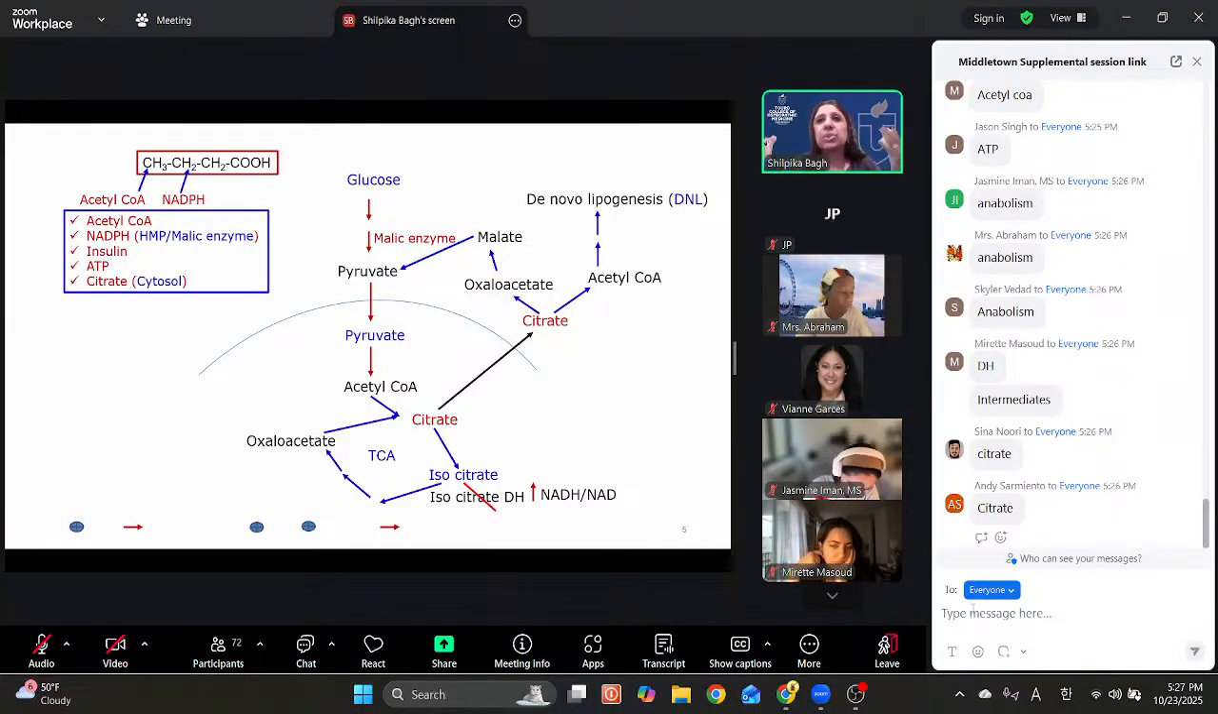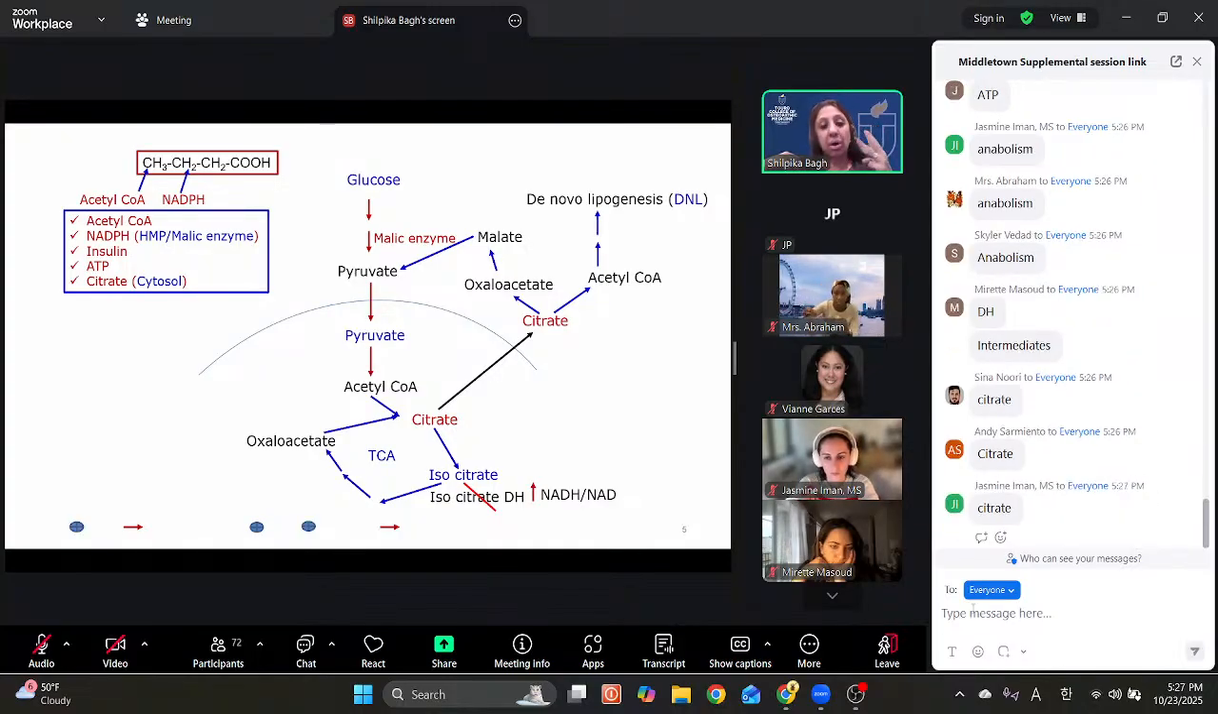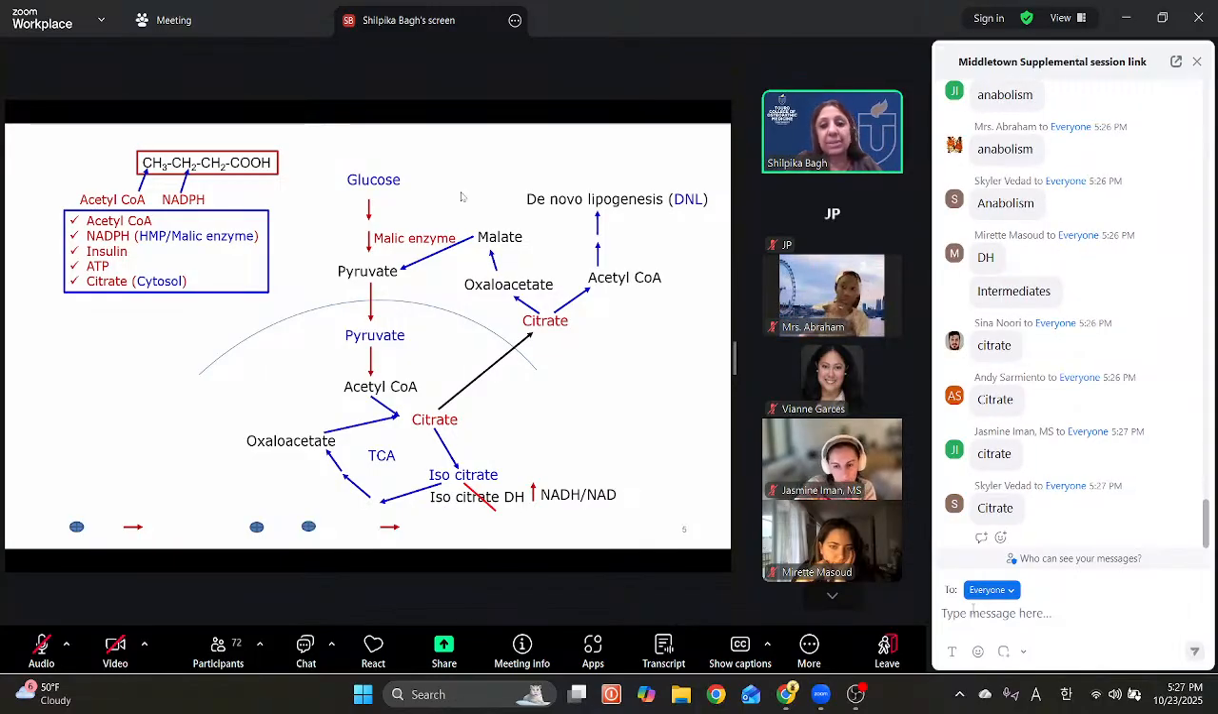So if I ask you, what can turn on fatty acid synthesis? Do you think it's insulin, ATP, citrate? Are all these three turning it on? ATP, insulin, and citrate. Do you relate them to turning on fatty acid synthesis? Know that. And then it starts fatty acid synthesis.